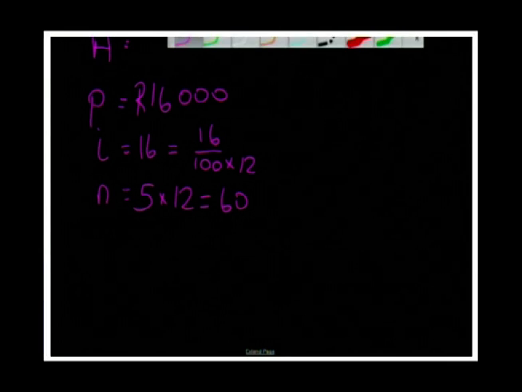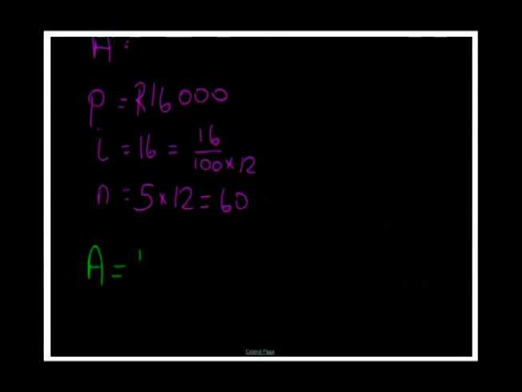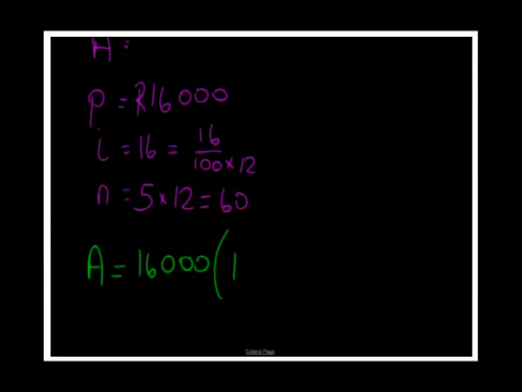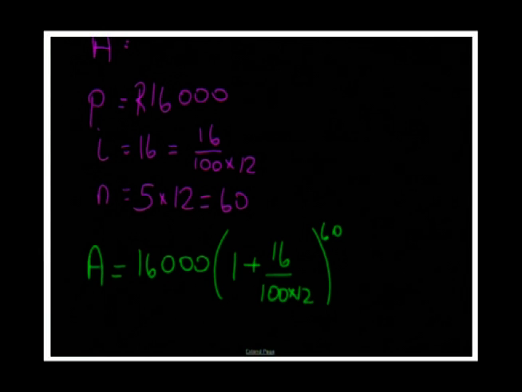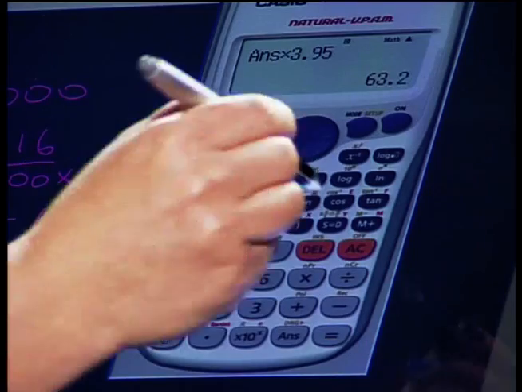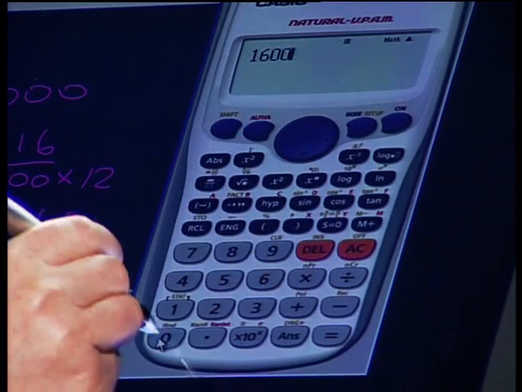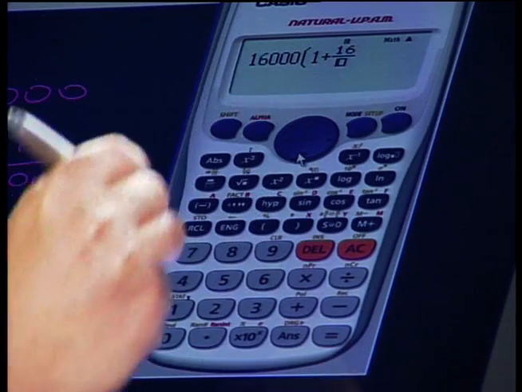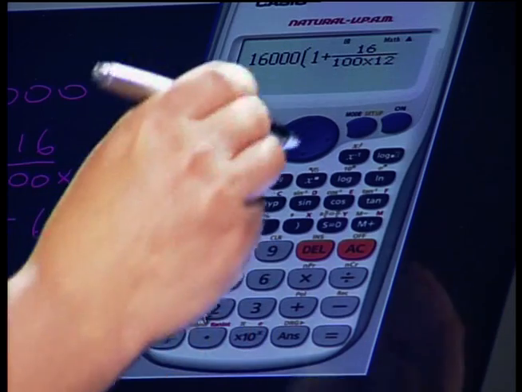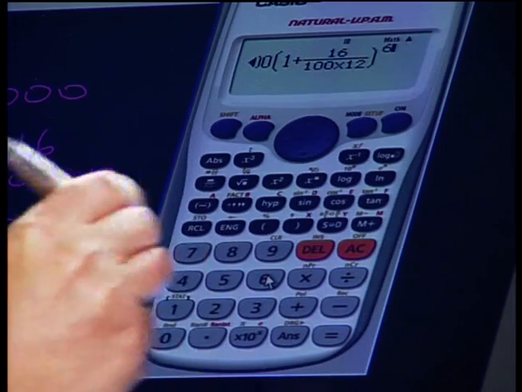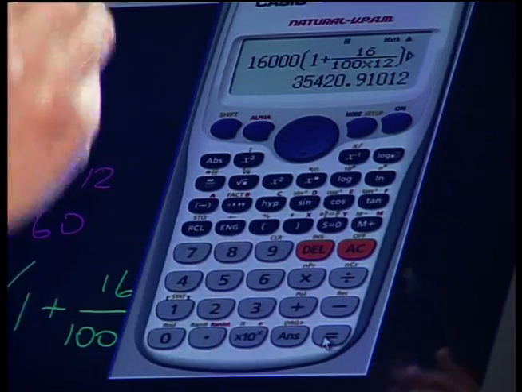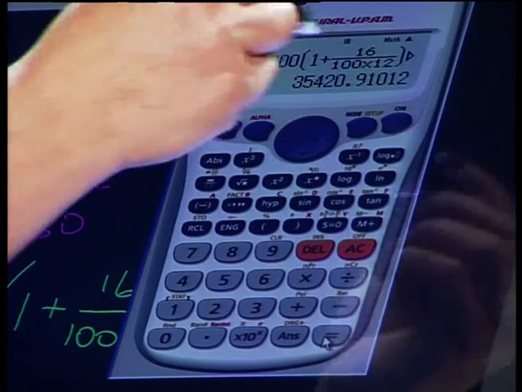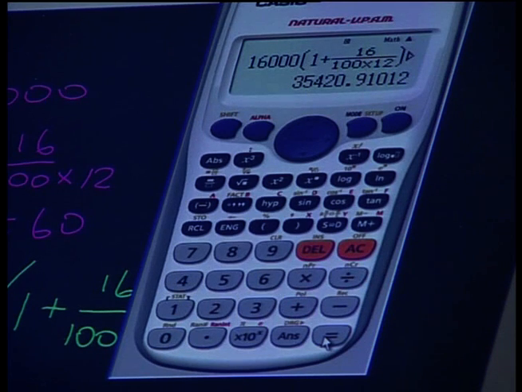Now we can substitute that into the equation. Right, so we've got 16,000 Rand, open my bracket, 1 plus my fraction, which was 16 over 100 times 12, and all of that in the bracket to the power of 60. And now we're going to get out our calculator and type that all in. So it was 16,000 Rand, open my bracket, 1 plus 16 over 100 divided by 12, close that bracket, all to the power of 60. And we get an answer of 35,420 and 91 cents. Don't forget that 91 cents.